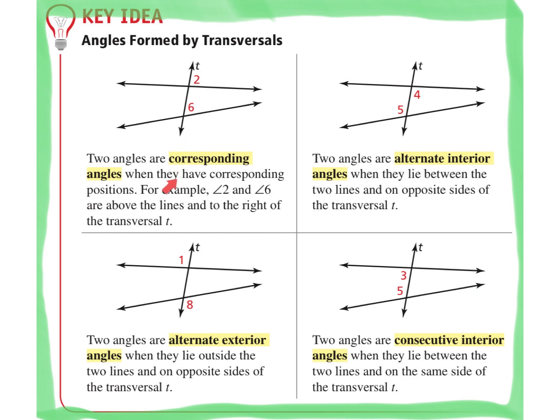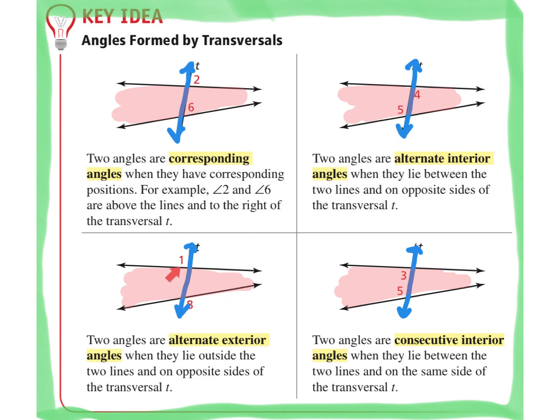What we learned in class is that there are corresponding angles. For example, 2 and 6 are corresponding. There are alternate interior angles, for example, 4 and 5, alternate exterior angles like 1 and 8, and consecutive interior angles like 3 and 5. In these pictures, the blue lines are the transversals. In between the two lines, not the transversal, is the interior, and that's why 4 and 5 are interior angles, and they alternate on either side of the transversal.